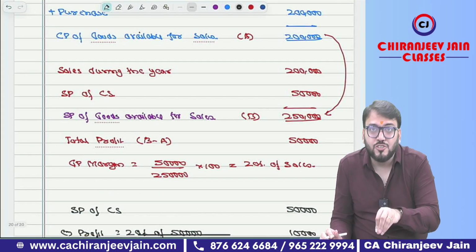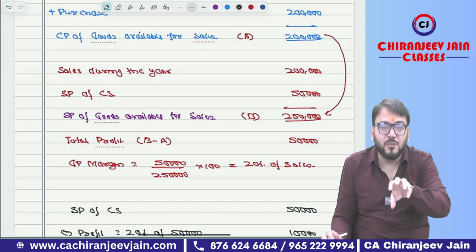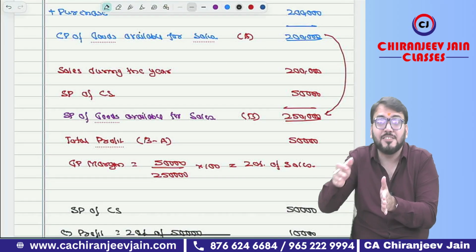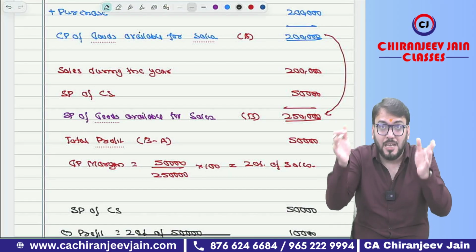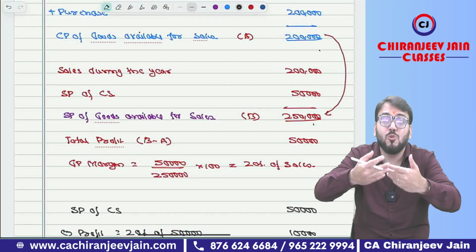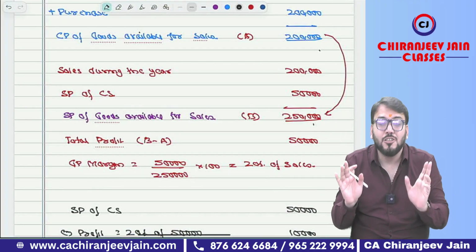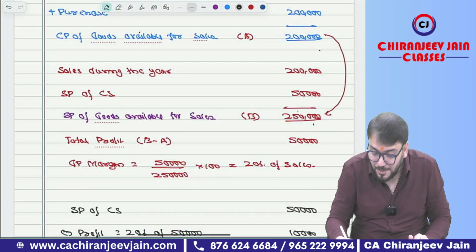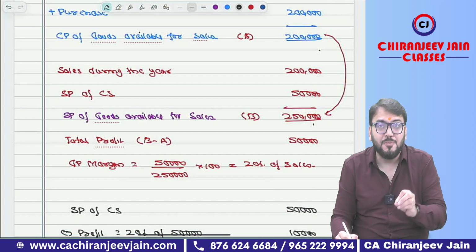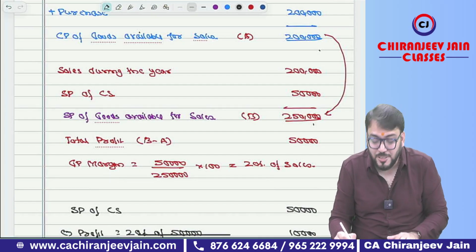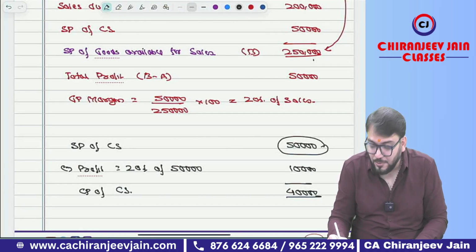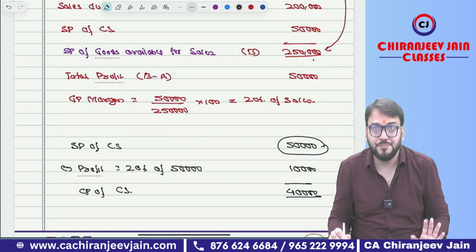So what in this question we have done? Cost price of goods available for sale was given. Now whatever sales during the year and whatever closing stock left, that at sale price is the sale price of total goods available for sale. So if this minus this, that can be the total profit if we sold entire goods during the year. The total profit was 50,000. Total sale price was 2,50,000. It means we can earn 20% on sale on a uniform basis. And then if we deduct that profit margin from this 50,000, we'll get the cost price of closing stock.